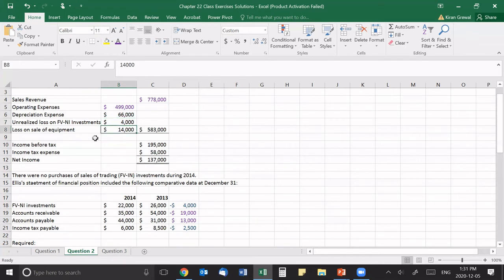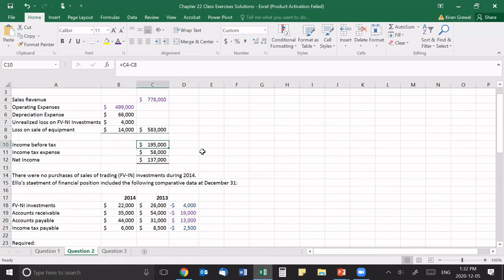Loss on sale of equipment, same thing. If there's a loss on sale of equipment, this loss isn't the amount of cash that you're getting. So this wouldn't be included in your operating section. What would be included, under the investing activity section, is how much money you got from selling the equipment. So you wouldn't even include this loss at all.